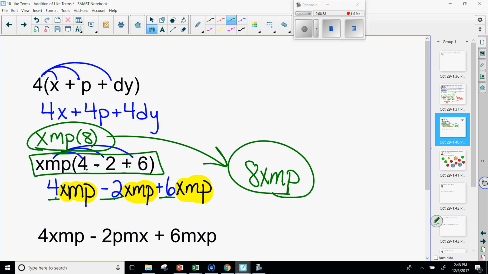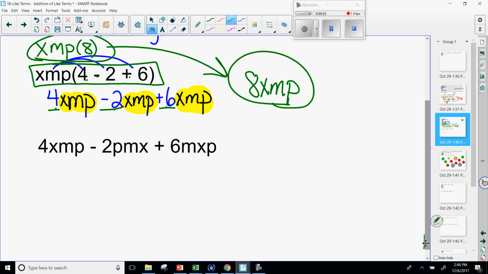Down below, I just showed you right here. This is what you get when you multiply it out, and those are like terms. So you work with those coefficients.